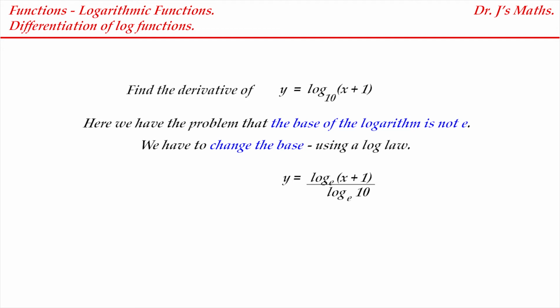Now this becomes fairly straightforward because the log of 10 to the base e is just a number. It's just a decoration. So put it down where it is now, underneath. The derivative of log of x plus 1 is simply 1 over x plus 1. So our resulting derivative function is 1 over log 10 to the base e times x plus 1.